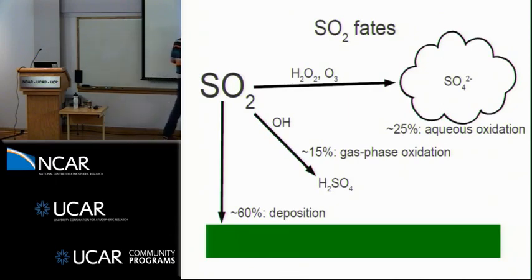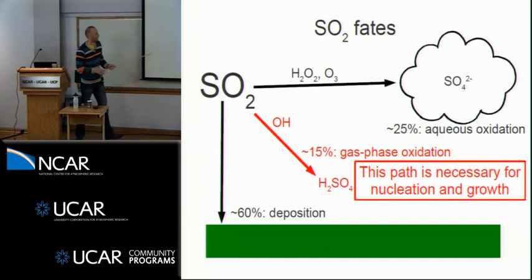About a quarter of it is going to react in the aqueous phase with hydrogen peroxide or ozone to form aerosol sulfate. And traditionally, the view is that about 15% or so will react in the gas phase with OH to form sulfuric acid. And this is the pathway that really matters for nucleation and growth.